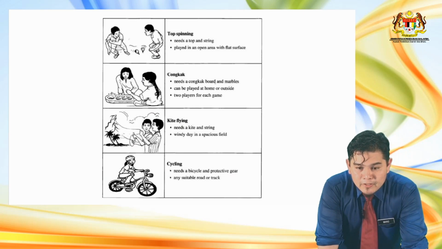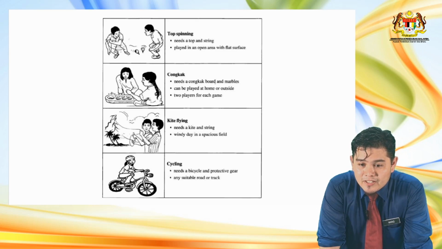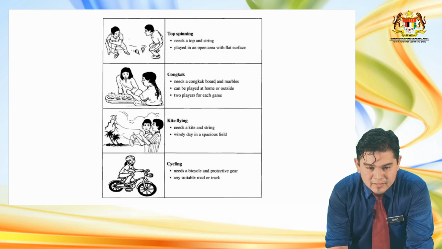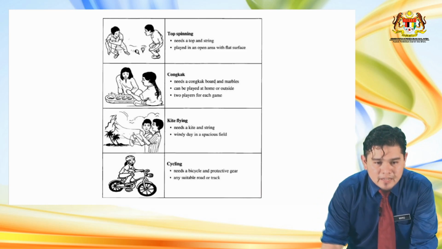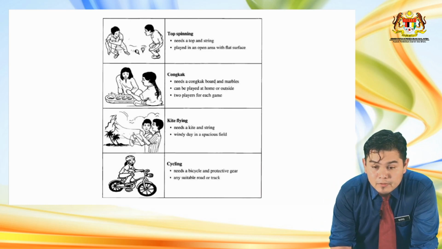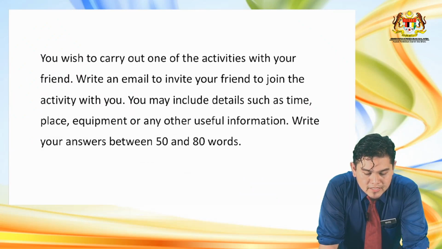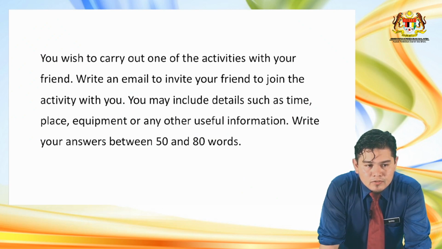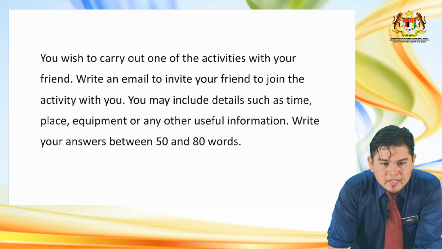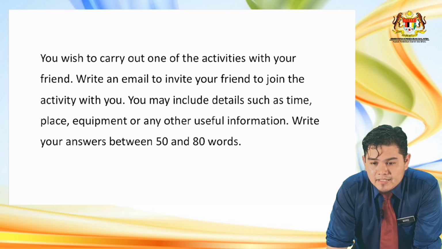All right. Now let's have a look at another example. This time you do first, and then we do some discussion together. This is another example taken from 2016's examinations. We have top spinning, chongkak, kite flying, and cycling. Now let's read the instructions. You wish to carry out one of the activities with your friend. Write an email to invite your friend to join the activity with you. You may include details such as time, place, equipment, or any other useful information. Write your answers between 50 and 80 words.